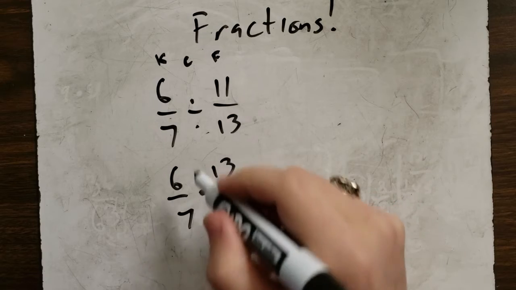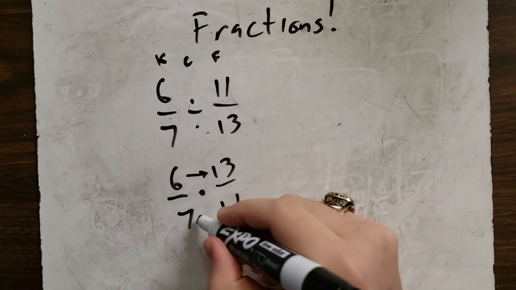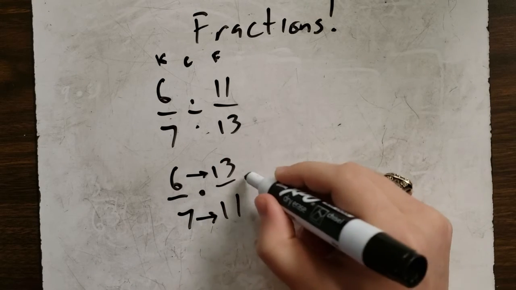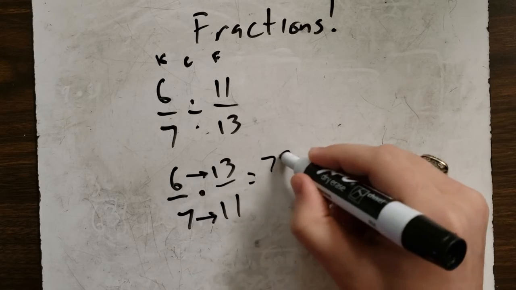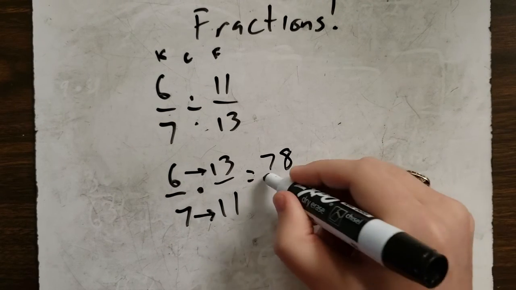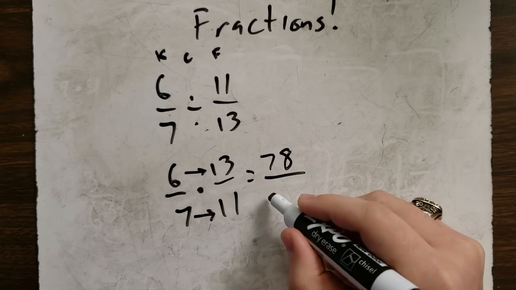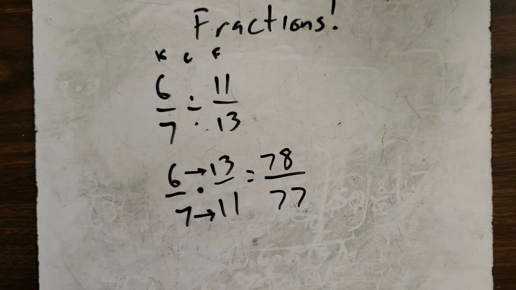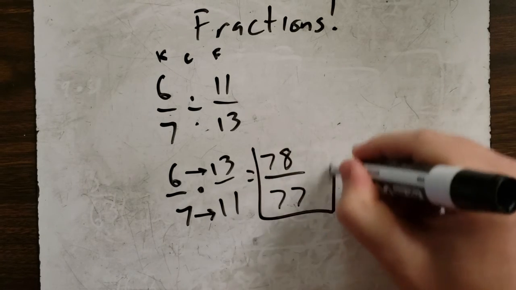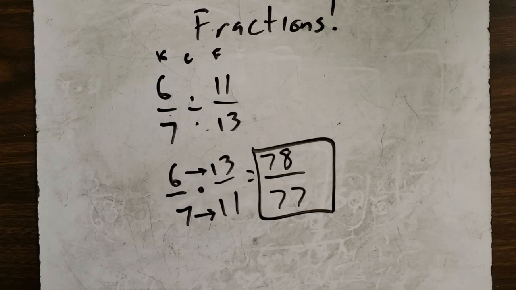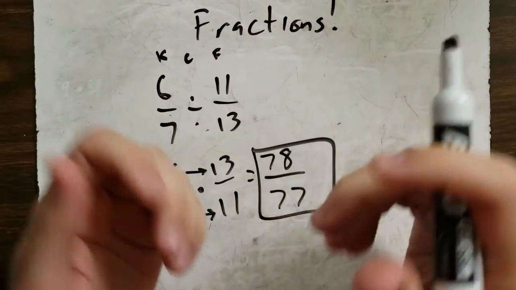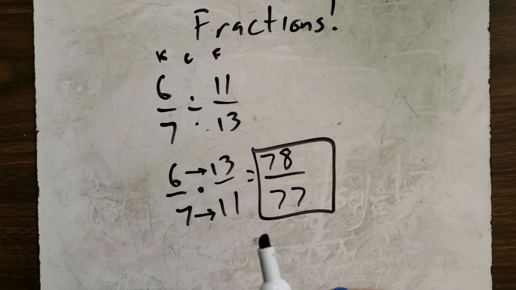Now, we multiply straight across. 6 times 13, 7 times 11. 6 times 13 is 78 over 7 times 11, which is 77. There's no reducing in this one. That is our final answer. Simple. All there is to it with all dividing fractions is keep, change, flip it, multiply across, reduce if you can. If you can't, that's the way it is.